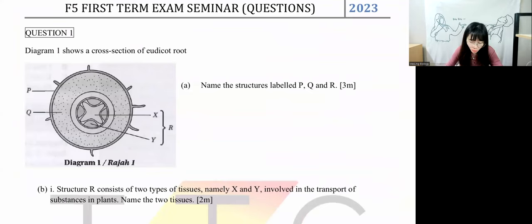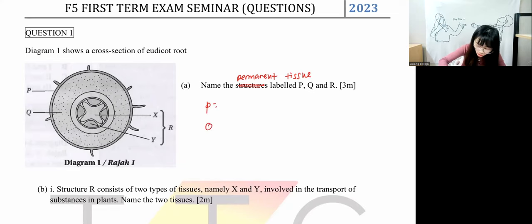Okay, first question. Diagram 1 shows a cross-section of a eudicot root. Name the structure, label P and Q. Okay, let me change the question a bit because I don't want you to label structure. I want you to label the tissue, okay? Permanent tissue. We change the question a little bit because I want you to label the permanent tissue, okay? So we have P, Q, and R. Okay, let's start from P. If you notice, P is the outermost layer. What tissue do you call this as?